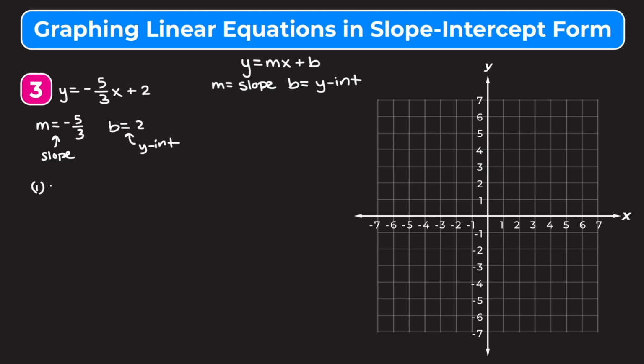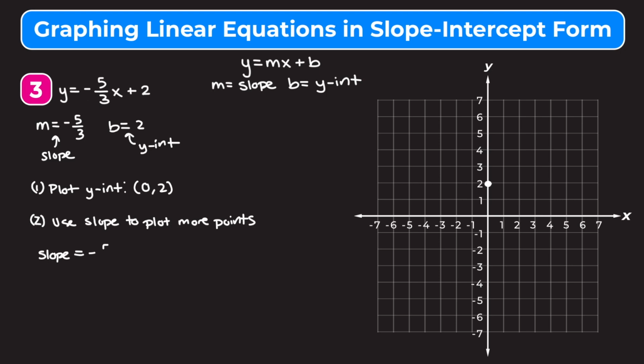And now step 1 is going to be plot the y-intercept. So we're going to plot the point 0, 2. And now we want to use the slope to plot a few more points. So our slope is negative 5 over 3. And we want to remember this can be negative 5 over positive 3, or it could be positive 5 over negative 3.